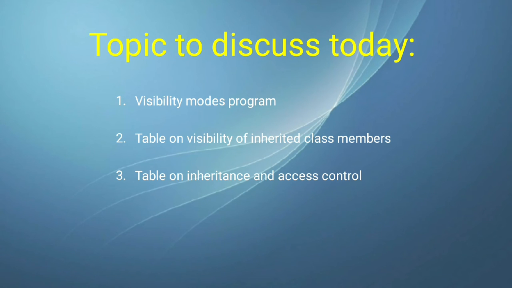Now this is to make you understand more about the visibility modes, the access specifiers. Based on the visibility mode access specifier, the derived classes, which are inheriting from the base class, will have restricted access or full access to the data members and the member functions that are inherited from the base class. So it is very important. Let's have a look at the first one.